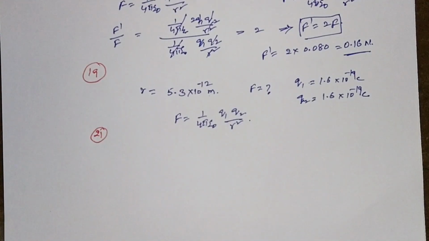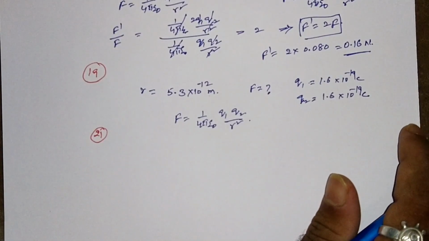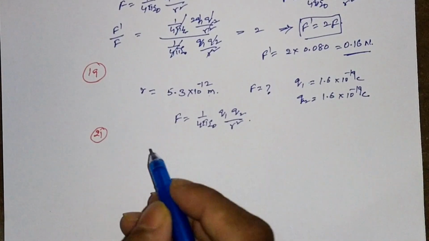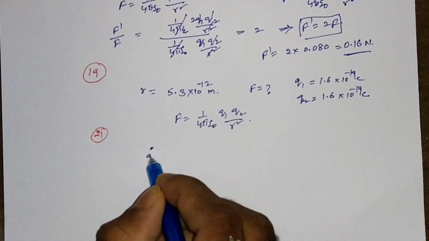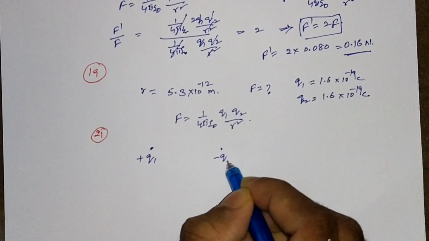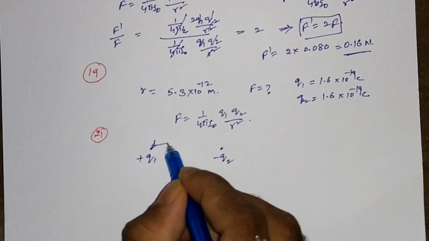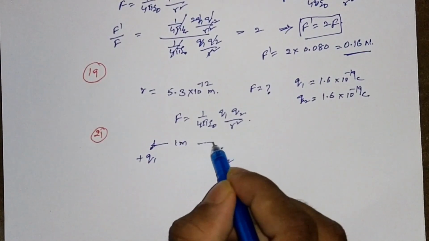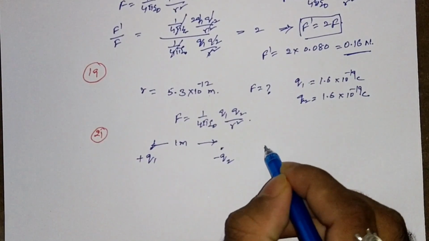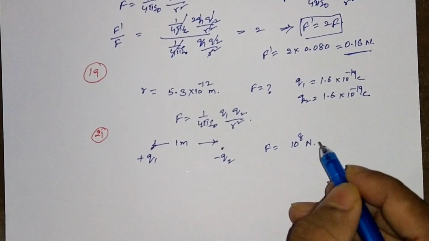Okay. Next question they asked is question number 21 in the same worksheet. Two unlike charges separated by a distance of 1 meter attract each other with a force of 10 power 8 Newton. So there are two unlike charges. Let us take this is plus Q1 and this is minus Q2. These are the two unlike charges separated by a distance of 1 meter, and they attract each other with a force of 10 to the power 8 Newton.